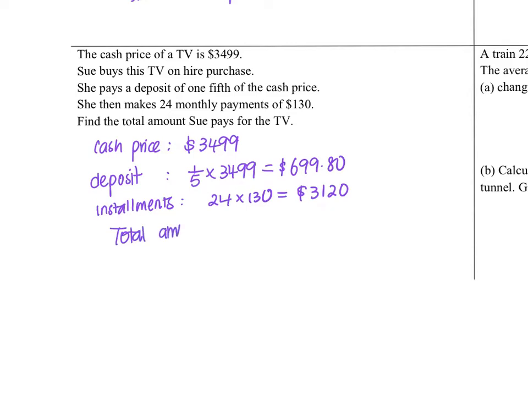So total amount paid will now be, taking 699.80, I'm going to add 3120 to it. And I'm going to get the number 3819.80. Okay, so this question should be relatively simple. Have you gotten the answer? Now let's move on to the next question.